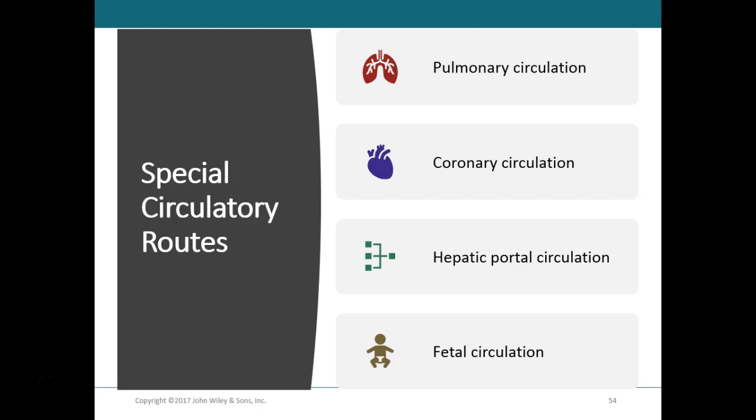There's another major route of circulation, and that's called fetal circulation. Fetal implies of the fetus, right? So it only exists in the fetus, and it contains some special structures that allow the developing fetus to exchange materials with the mother through the placenta. So we'll examine each one of these very briefly.